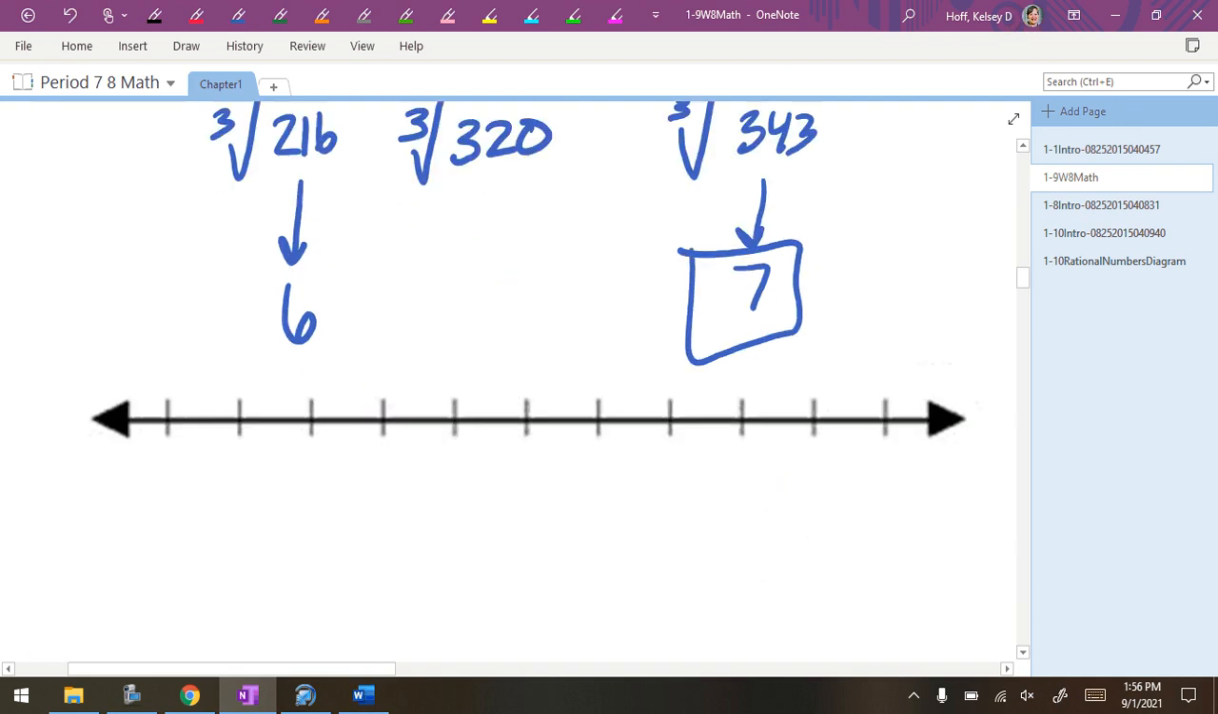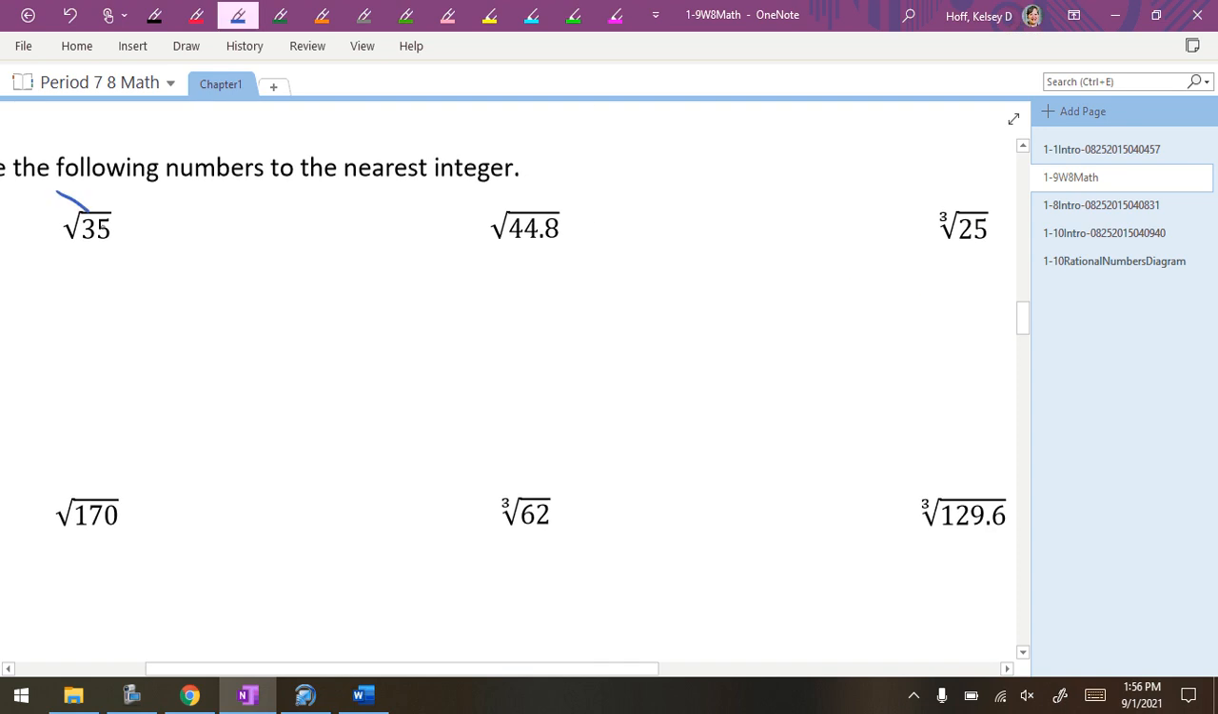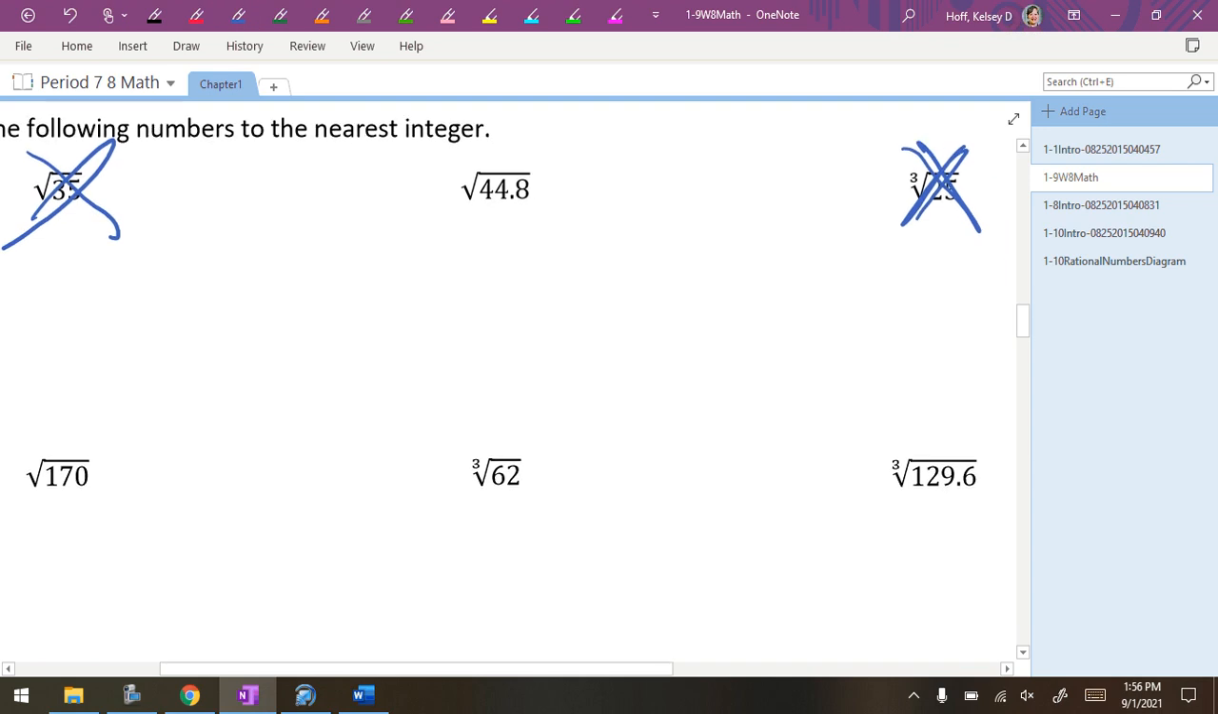All right, I'm going to make you practice this. Flip the page over. Cross off the square root of 35. Cross off the cube root of 25. Right now, on your own, I want you to do those remaining 4. Okay? Then we're going to come back together. This is a checkpoint for you to go like, yes, I know what I'm doing, or OMG, I need some help here. So on your own, find me the estimation to the nearest integer.